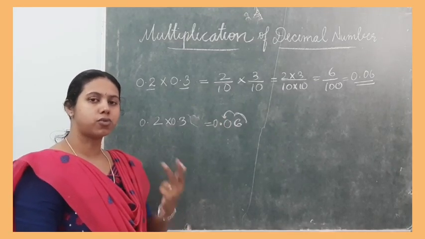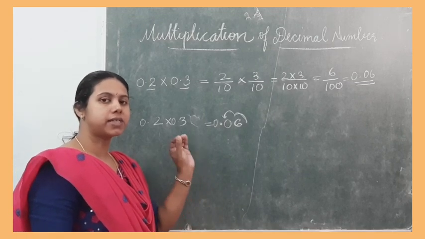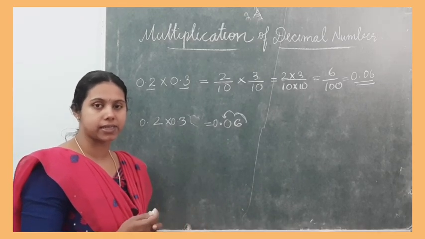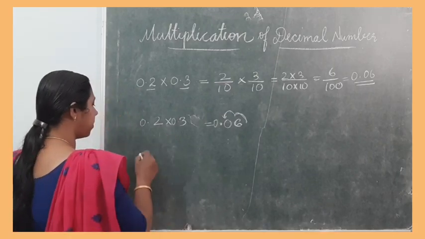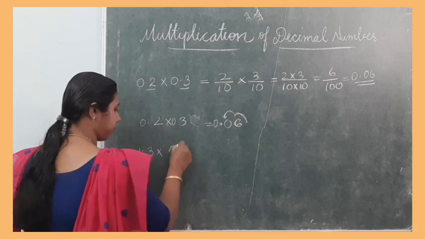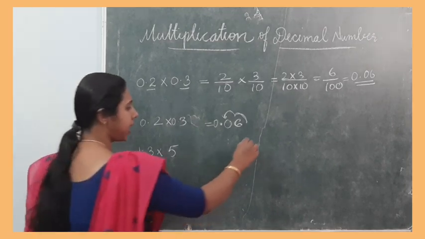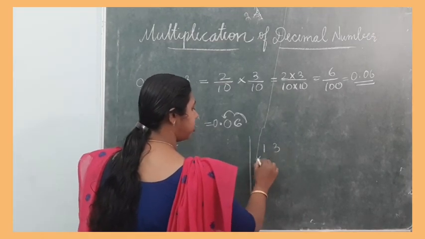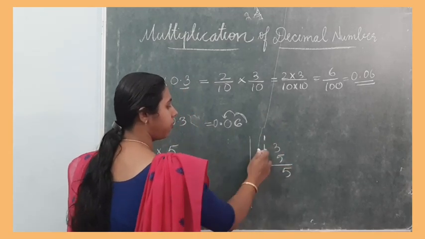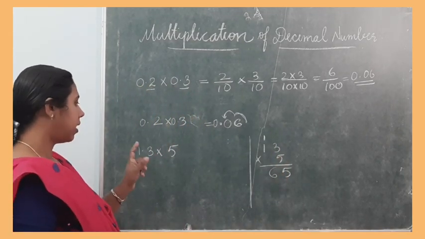So while multiplying two decimal numbers, you just multiply as a whole number. And how many decimals in the question? That many decimal places put in the product, or in the answer. For another example, 1.3 into 5. A decimal number is multiplied by a whole number. You just multiply as a whole number. 13 into 5. 5 threes are 15. 5, 1 is carry over. 5 ones are 5. 5 plus 1, 6. The answer is 65.